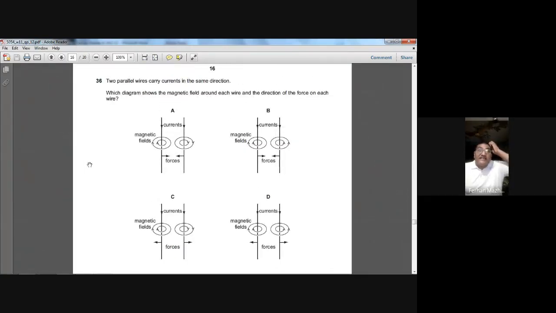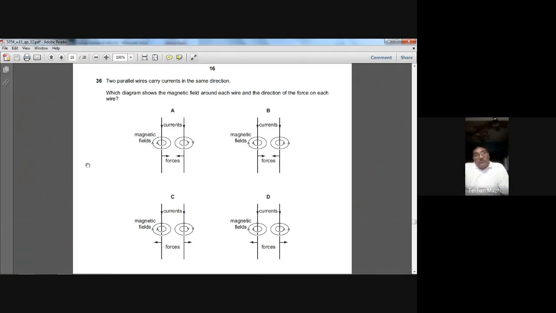Two parallel wires carry currents in the same direction. Which diagram shows the magnetic field around each wire and the direction of the force on each wire? You know, if you have two parallel conductors like this, and the direction of the current in them is the same, then both the conductors will attract each other. So C and D, they are out of question. They are wrong. Just neglect that.